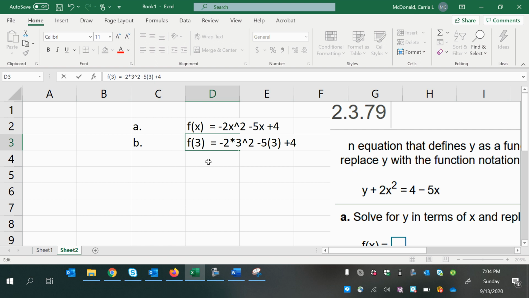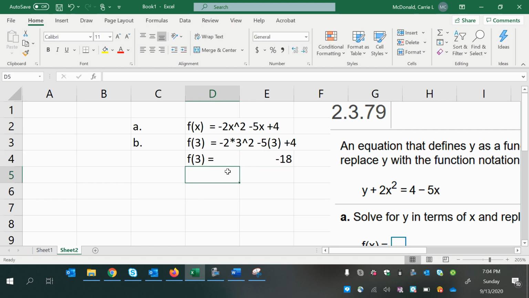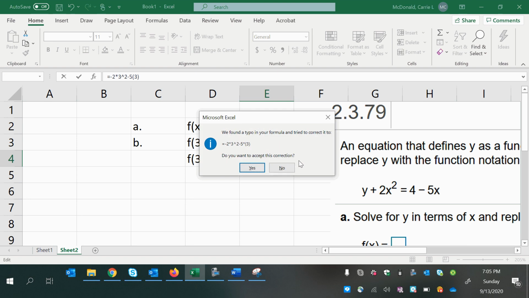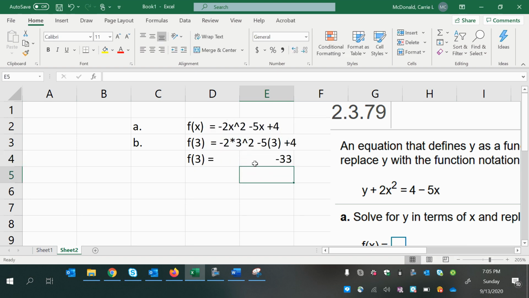Okay, so now we'll start simplifying the right side. So f of 3 is, and then over here I'm going to do the math. Okay, so the first term is negative 2 times 3 to the power of 2, which we know 3 to the power of 2 is 9. So negative 2 times 9 would give me negative 18. So far, so good. Then I have negative 5 times positive 3, so that would be negative 15. So, yes.